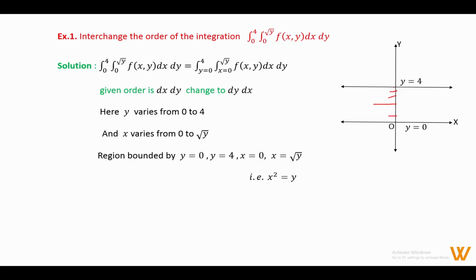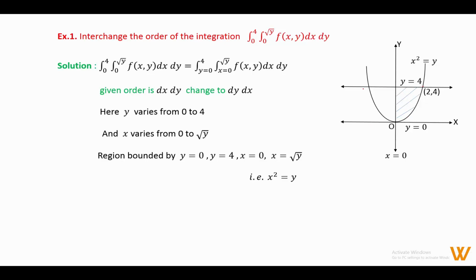Next, x equal to 0, the equation of the y-axis. Now draw the parabola x square equal to y, whose vertex is the origin and which opens above the x-axis. Now the required region is in between y is 0 and y is 4: first line y is 0, second line y is 4, third line x is 0, and the parabola. So this is the required region. Now find the point of intersection.